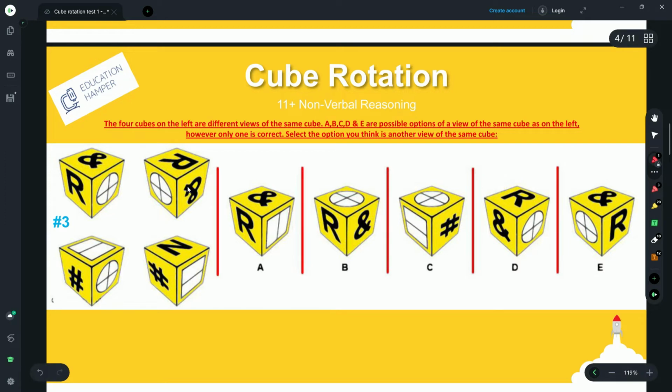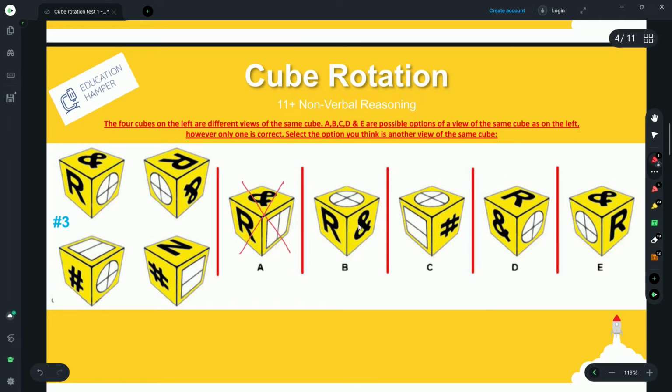Question 3. These are the patterns that are given to us. Let's just methodically work our way through. So here we have point A. We have R, an and sign, and a square with a vertical line. Let's see if we can see any patterns here that match that. And an R faces the circle, and in both cases they face a circle. So that's not correct. So we can remove that.